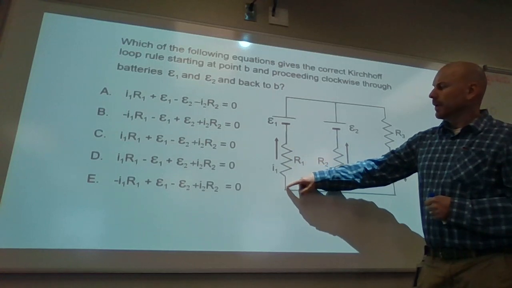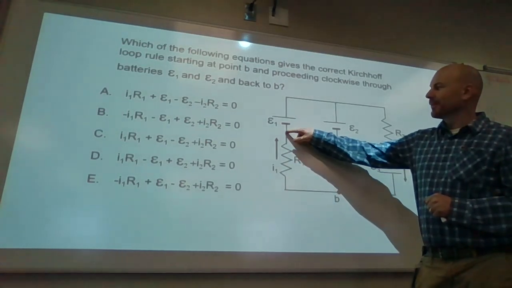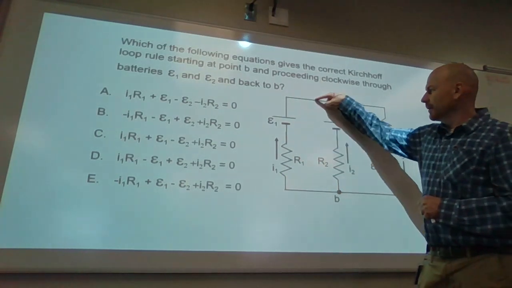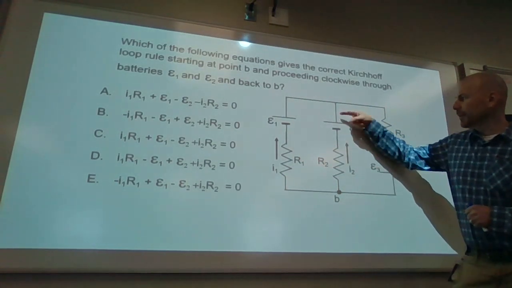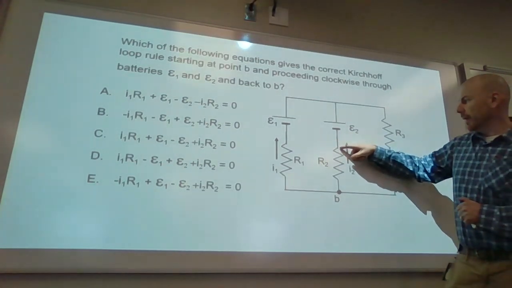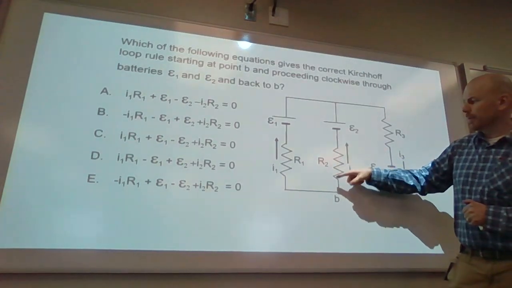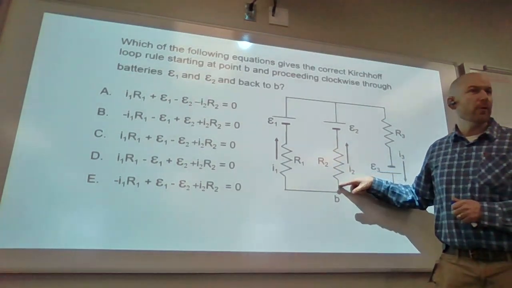Mr. Battle, here's a voltage drop. Here's a voltage gain. Here's a voltage drop because we're going the opposite way in the battery. And then here's a voltage gain because the current's going this way. We're progressing this way, so it's a voltage gain.